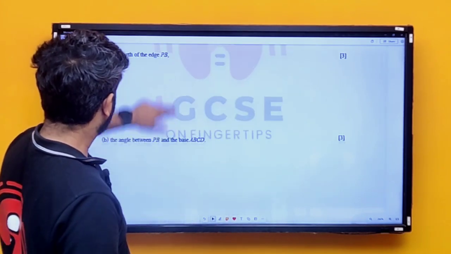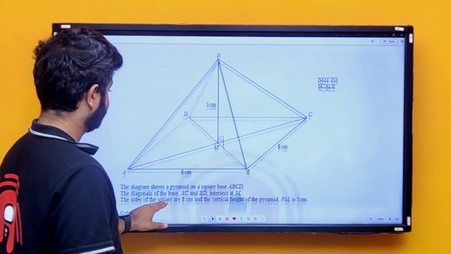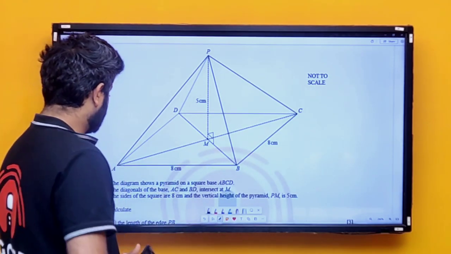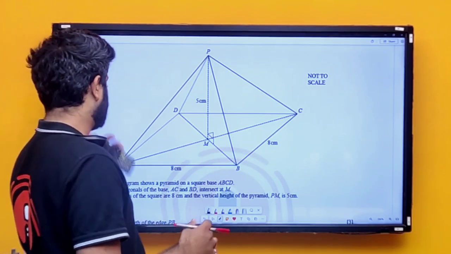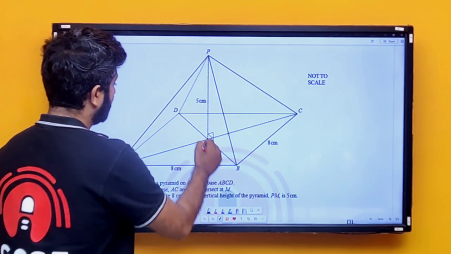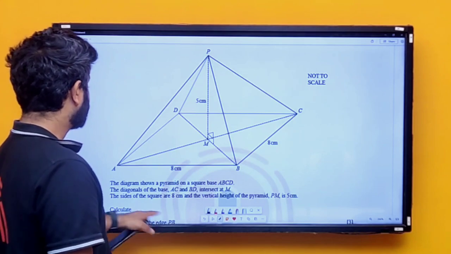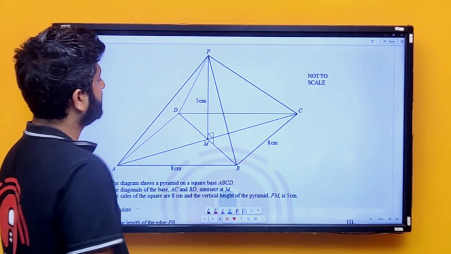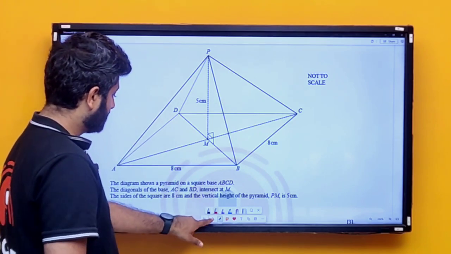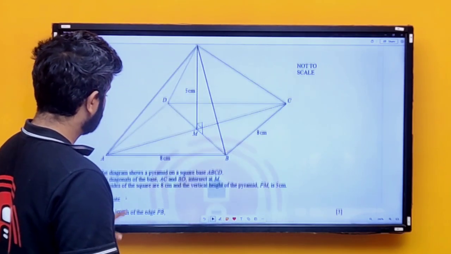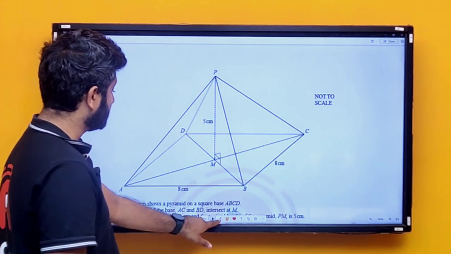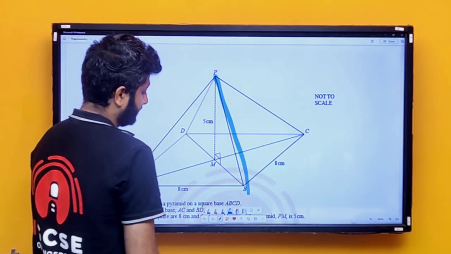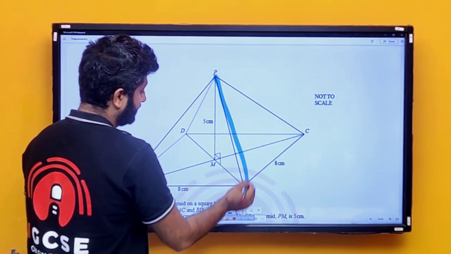There are some questions of 3D geometry, but let me just start from this one. Okay. The diagram shows a square base ABCD. The diagonals of the base AC and BD intersect at M. The sides of the square are 8 cm and the height of the pyramid is 5 cm. The first question is find the length of edge PB. I'm supposed to find the length of the edge PB. This is 3D geometry.